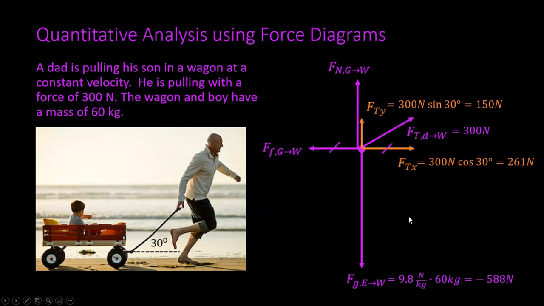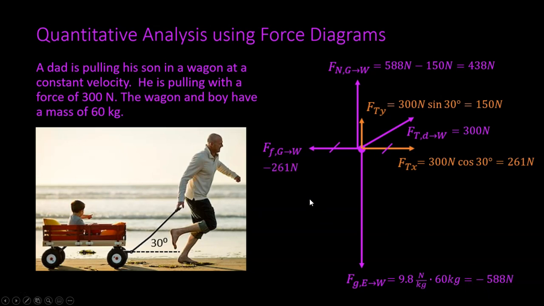Let's look at the vertical forces first. So we know that the gravity force is 588 newtons in the negative direction. That means that our normal force plus the y component of our tension force have to equal 588 newtons in the positive direction. So if we take the 588 newtons and subtract from it the strength of the y component of the tension force, that leaves us with 438 newtons that the normal force has to push up on the wagon in order to balance the gravity force.